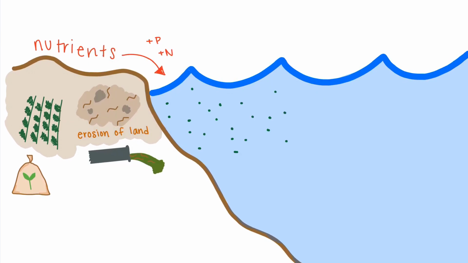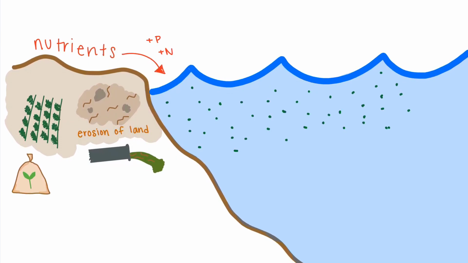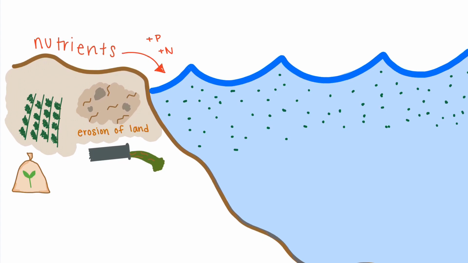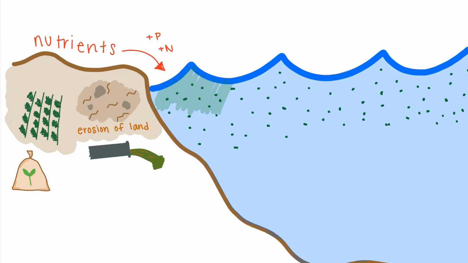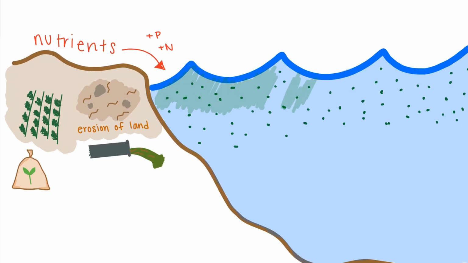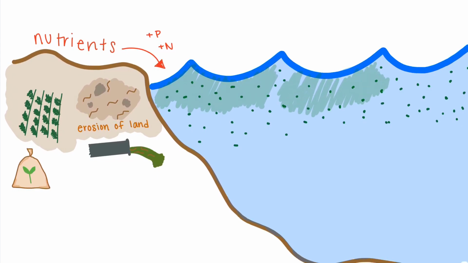These nutrients, providing an abundance of food for algae, result in algal overgrowth. These are known as algal blooms. Harmful algal blooms can occur when these blooms are composed of phytoplankton known to naturally produce biotoxins.